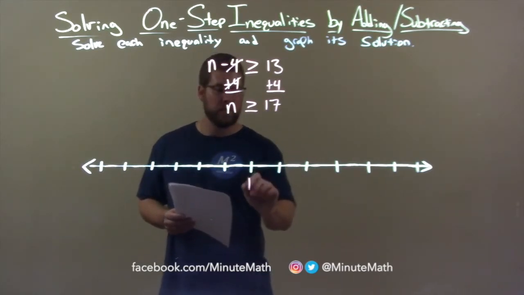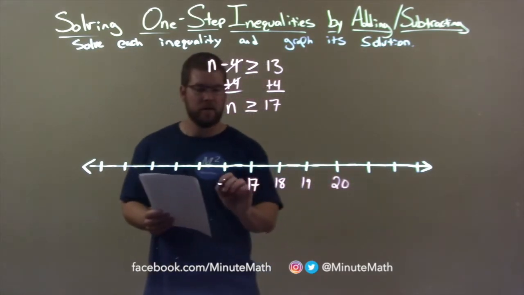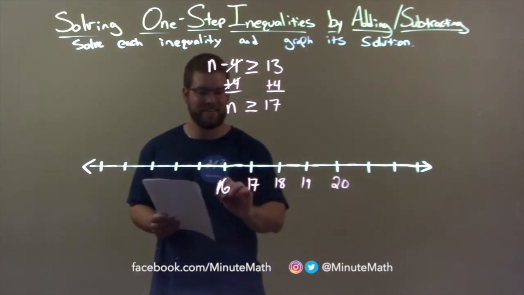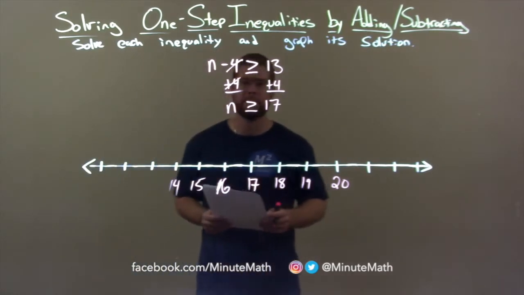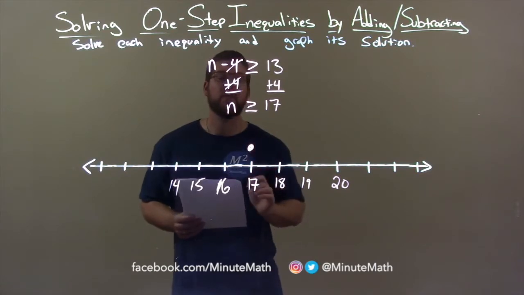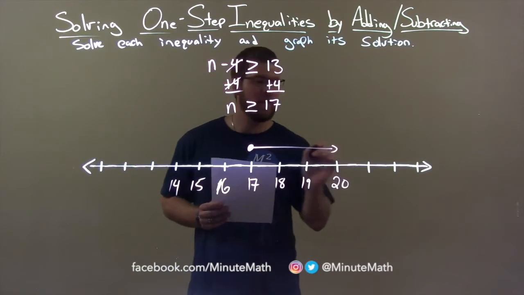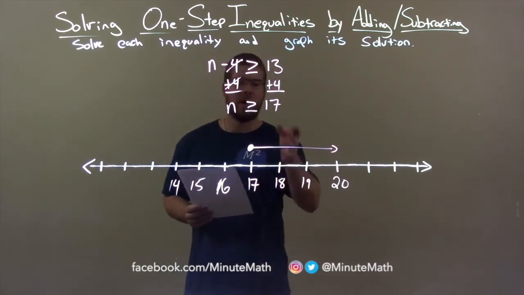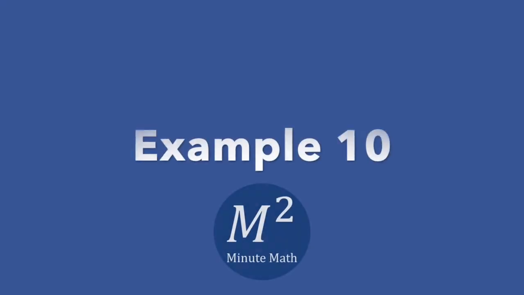Let's graph it. 17, 18, 19, and 20. Not negative, whoops, 16, that's a 16 right there, 15 and 14. All right. Well, if n can equal 17, that gives us a closed circle there at 17. Greater than sign means the arrow goes to the right from that point, and there we have it. Our graph matches our final answer. n is greater than or equal to 17.